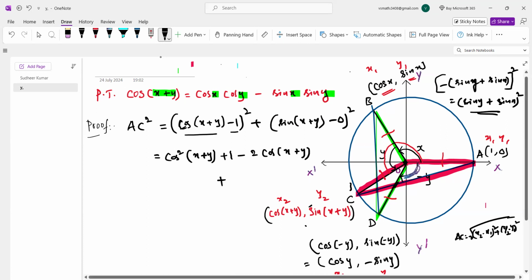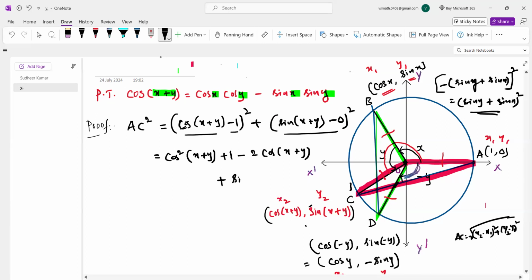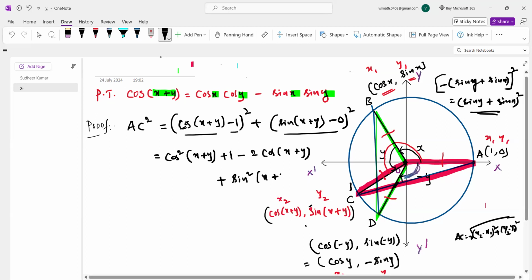plus 1 square is 1 minus 2 times cos (x plus y) plus this result is sin square (x plus y). Again, it's in the form of cos square theta plus sin square theta, which is 1. And let us add this, 1 plus 1 minus 2 cos of (x plus y), that equals 2 minus 2 cos of (x plus y). This is AC square value.